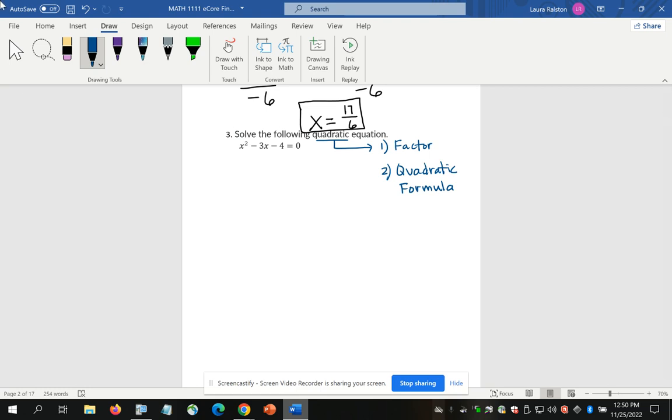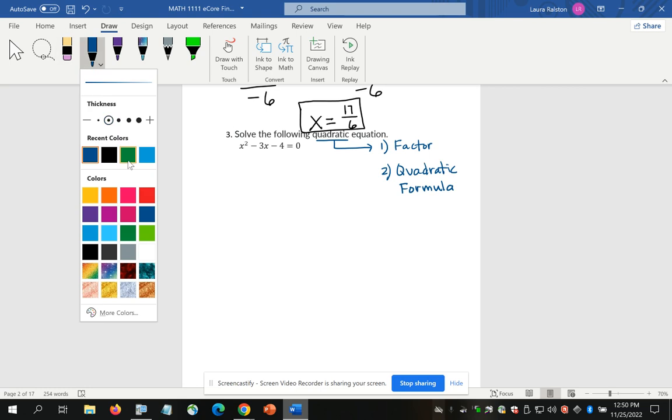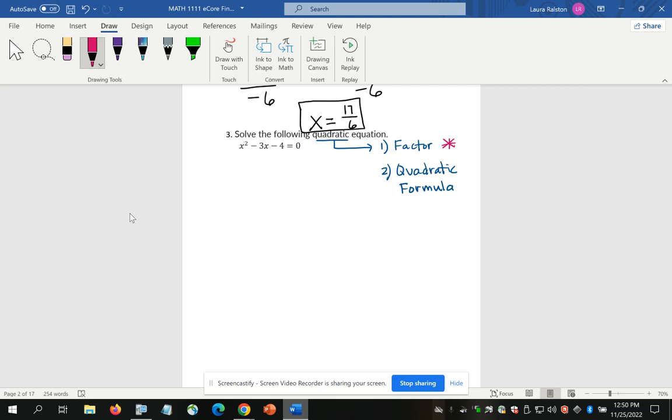So again, I'm going to solve this particular problem using the factoring technique, and I'm going to indicate I'm doing factoring. Again, I could use the box method for factoring, so I'm going to indicate box method. I would have the first term, x squared, in the upper left, and minus 4, the constant, in the lower right. I'm going to multiply that together.